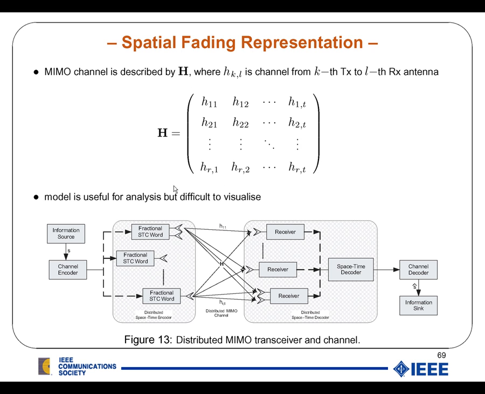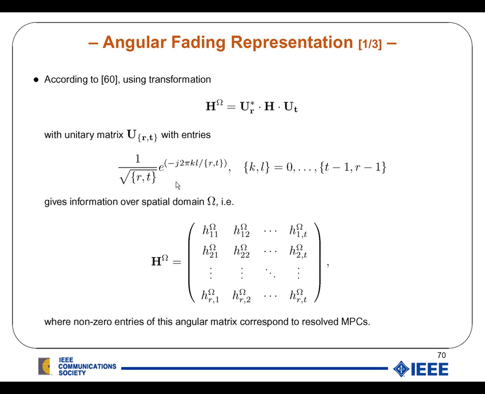right here. Now that channel matrix is a neat tool, but does not really visualize well what is happening in my MIMO channel, and for that reason, according to 60, we use a unitary transformation to perform a Fourier transform, a spatial Fourier transform on that channel H, to obtain H omega, which gives us information over the spatial domain. So we end up with a channel H omega, which is given here, and which tells us which of the angular domains have been resolved.